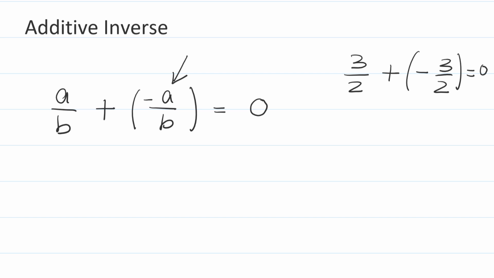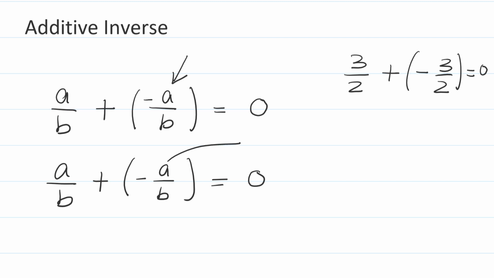So additive inverse: for every rational number a upon b, there exists a rational number minus a upon b such that a upon b plus minus a upon b is equal to 0. So minus a upon b is the opposite of a upon b. The opposite of 3 by 2 is minus 3 by 2, and the opposite of minus 3 by 2 is 3 by 2.